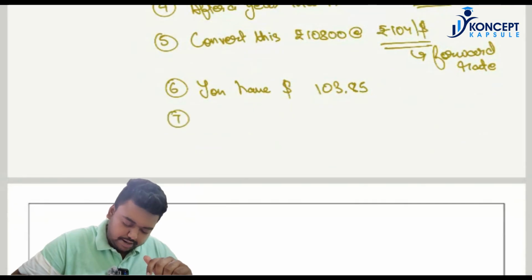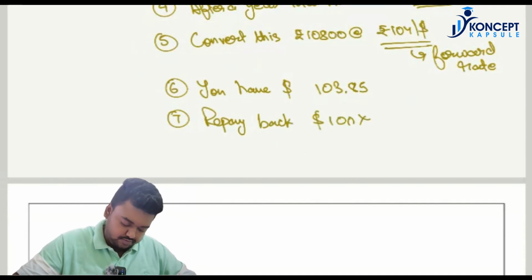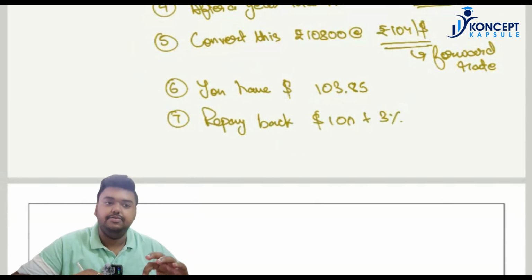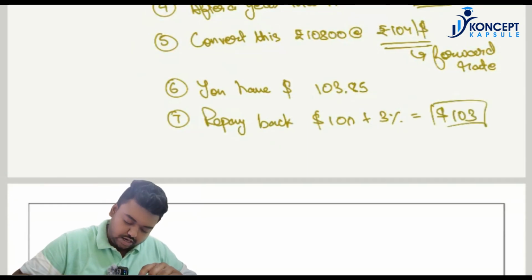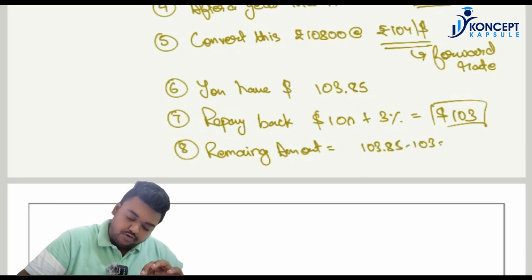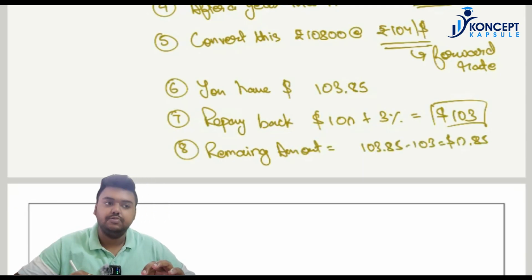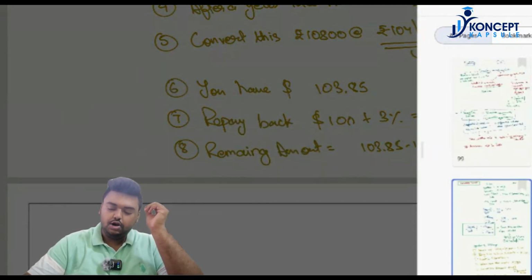How much do you need to repay back? Repay back $100 plus 3%, which is nothing but $103. So the amount remaining with you is 103.85 minus 103, which is $0.85. So this $0.85 is your profit out of all the operations that you have done.